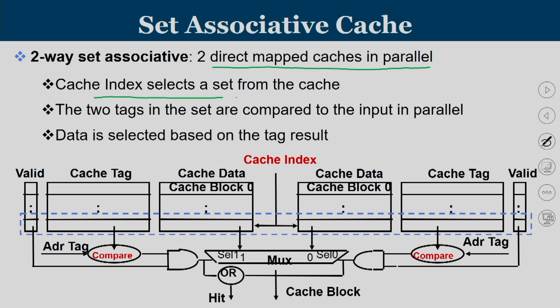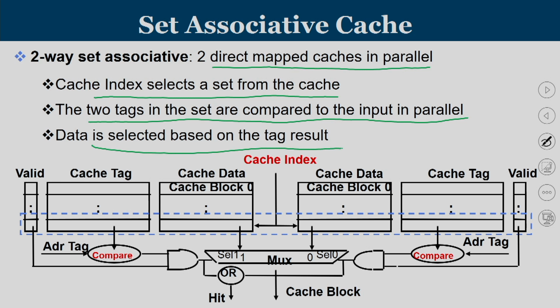The cache index selects a set from the cache. The two tags in the set are compared to the input in parallel, and data is selected based on the tag result. The place where the tags are stored is known as the tag array, and the place where data is stored is known as the data array. So, if it is a two-way associative cache, we have two tag arrays and two data arrays, and comparison happens in parallel. If it matches, we call it a hit, and based upon which block the hit occurred, the data is extracted.